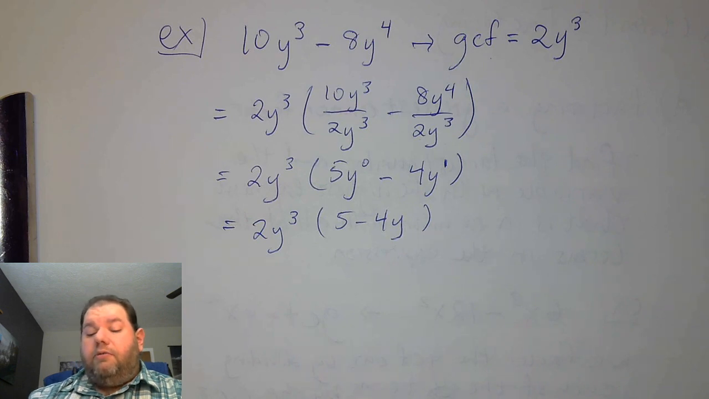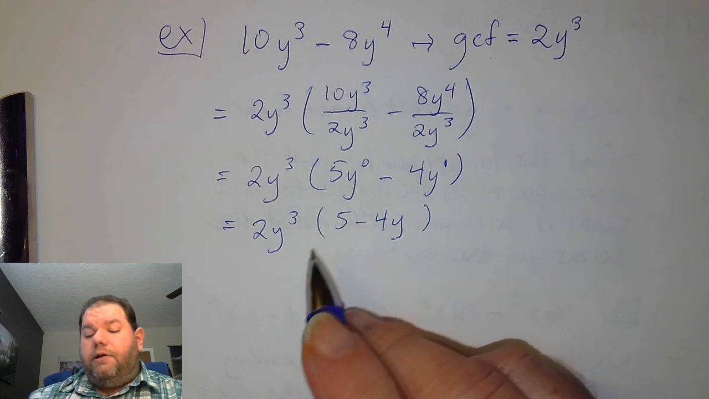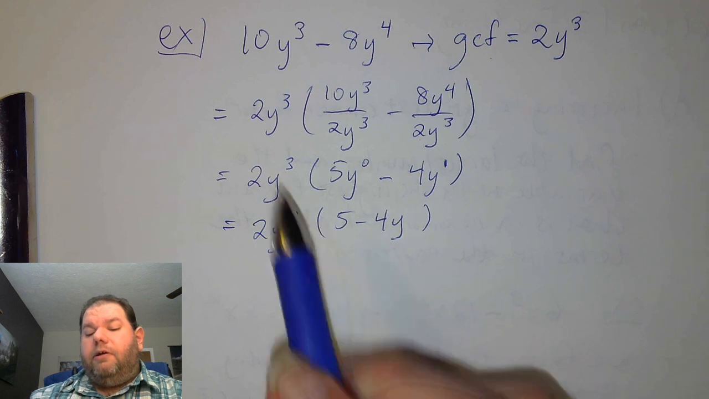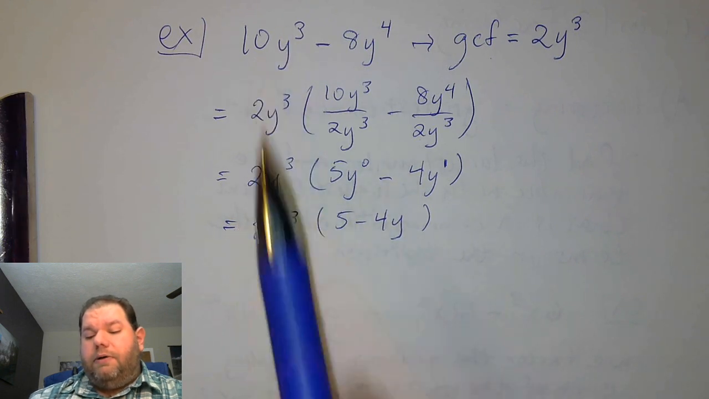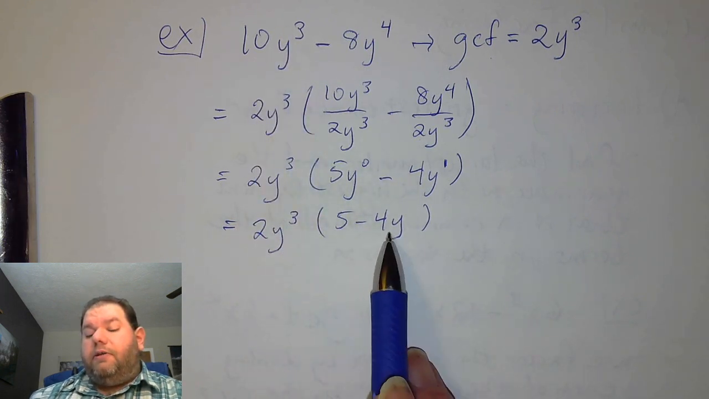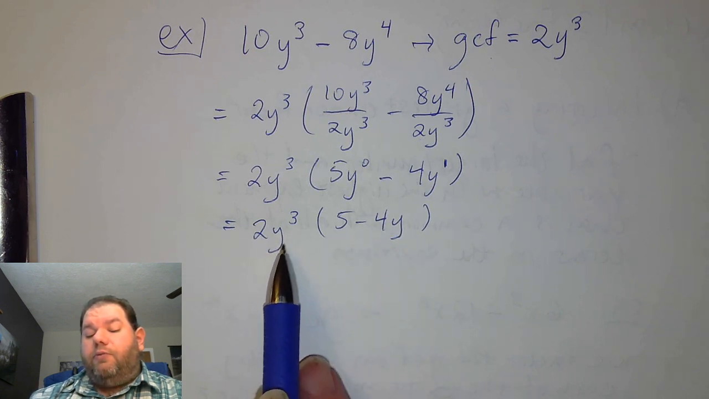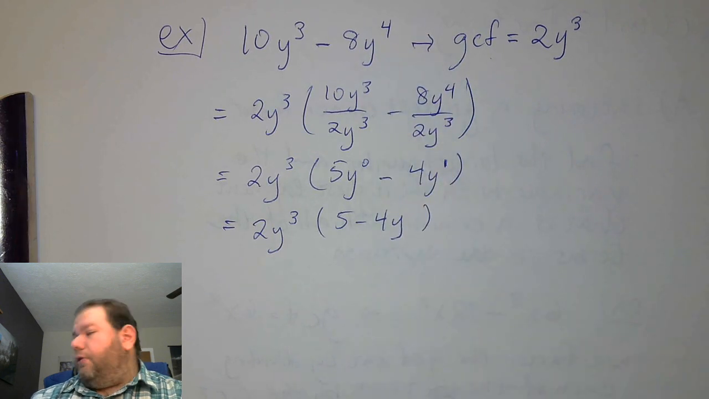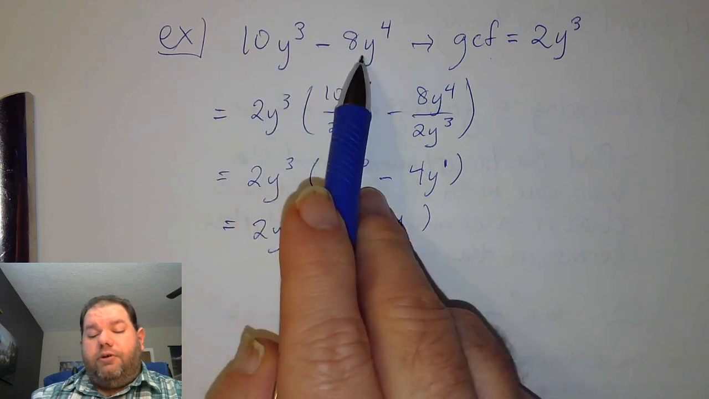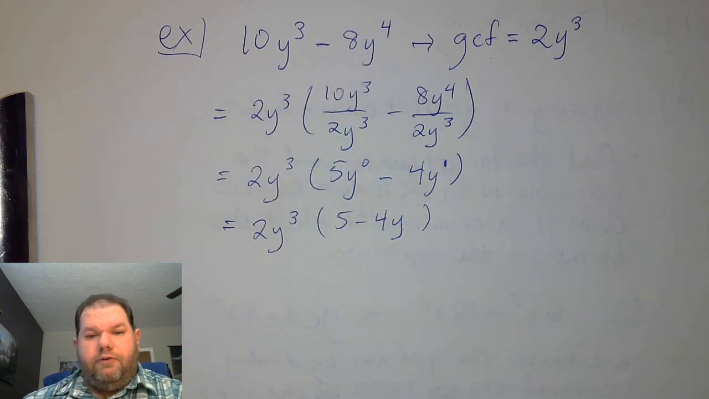Now, if, again, we were to remultiply here, 2y cubed times 5, that would give us 10y to the third. 2y cubed times minus 4y would give us 2 times 4 is 8, and then y cubed times y is y to the fourth. So the idea is if we multiply these back together, we should get the original expression. And that's a good way for us to check our work. Especially if we're not confident in the answer, we could always remultiply and verify that it comes out to equal the same thing we started with.